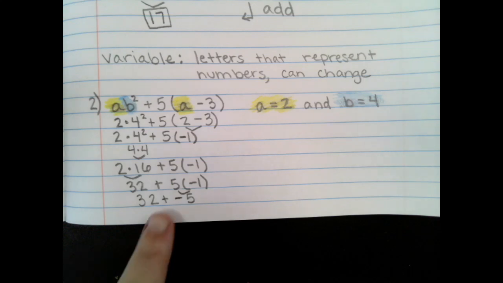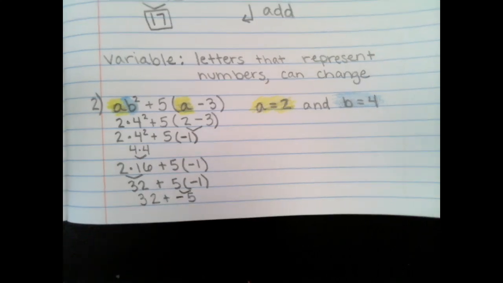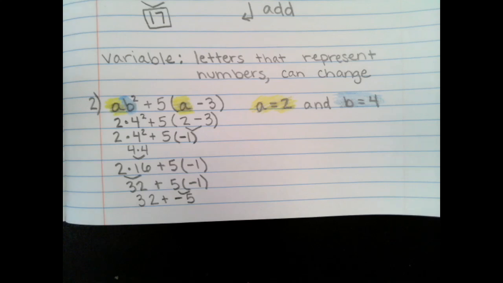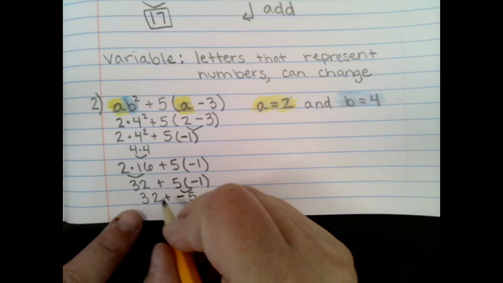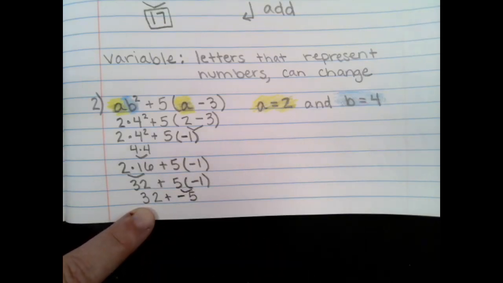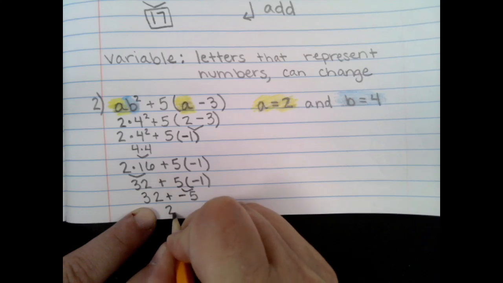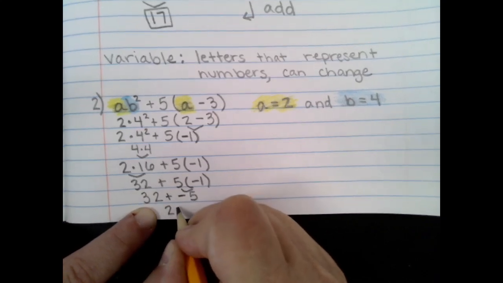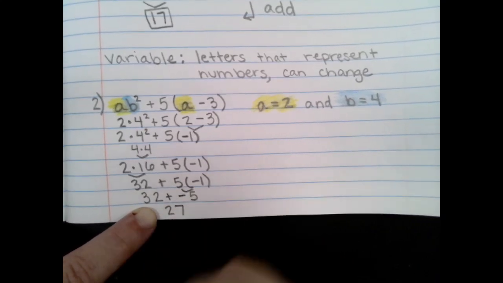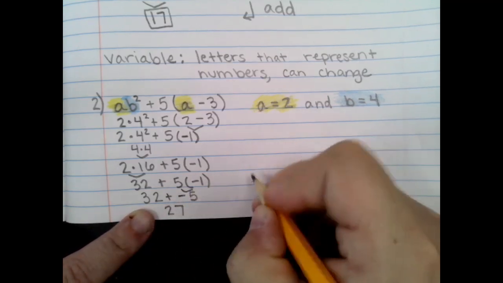And then our last step is just that adding. So I'm starting at 32, but it says negative 5. So it's like I'm going backwards 5. It's almost like I'm subtracting. So 32 minus 5 would be 27, right? Okay.